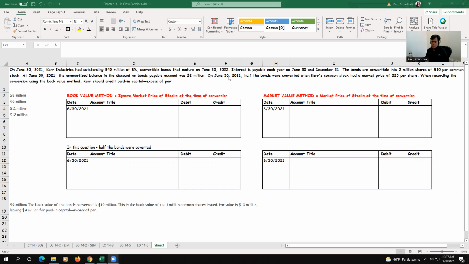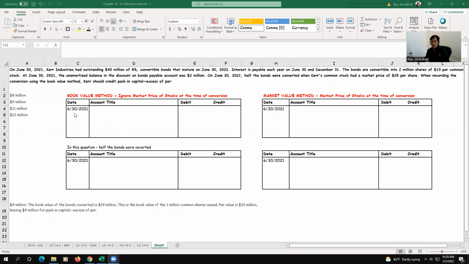On June 30th, 2021, half the bonds were converted into the common stock, which has a market price of $25 per share. When recording the conversion using the book value method, the credit for paid-in capital in excess of par should be, and the multiple choice says $8, $9, $11, or $12 million. The answer is $9 million, but let's work our way through and see what to do. I'll also use this opportunity to explain the market value method and compare and contrast the two.